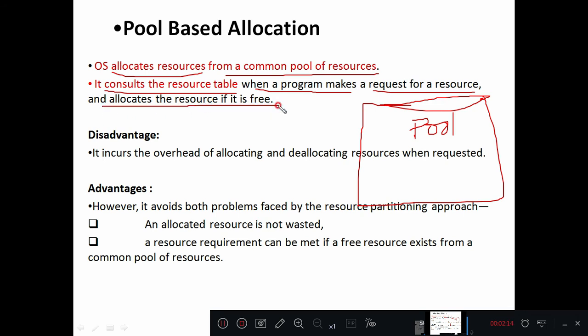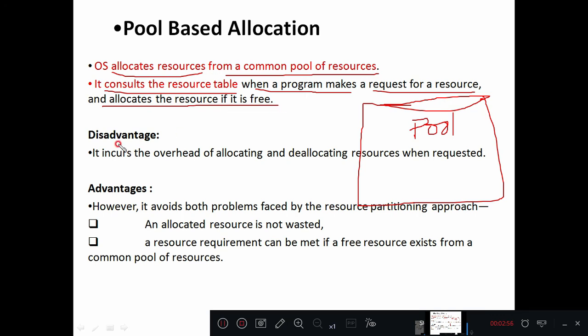So whenever the user requests any kind of resource, first the operating system will consult the resource table and check the allocation status of that particular resource, whether it is free or busy. Suppose the allocation status is busy, then the operating system will wait until that resource gets freed up. Once it is free, the operating system will allocate that resource to the user program, right? Then once it is allocated, the allocation status of that resource will be changed by the operating system itself.